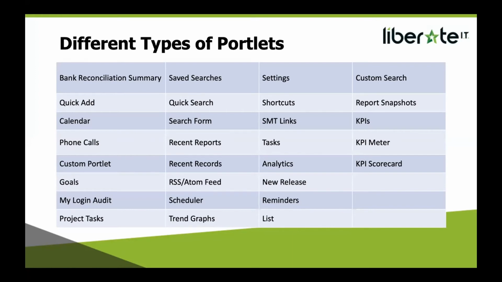So for KPI Scorecard, this provides more complex comparisons among multiple KPIs over multiple date ranges or accounting periods. You can define up to 8 KPIs as headlines, right? Now for the lists portlet, you can pull up lists of records with links to view or edit depending on your role's permission. We also have My Login Audit, which shows information about your login activity. Take note that this is only for your login. All right.